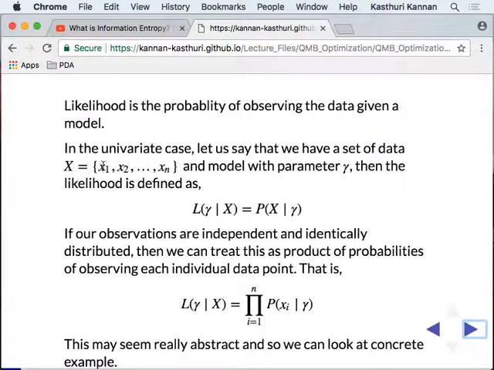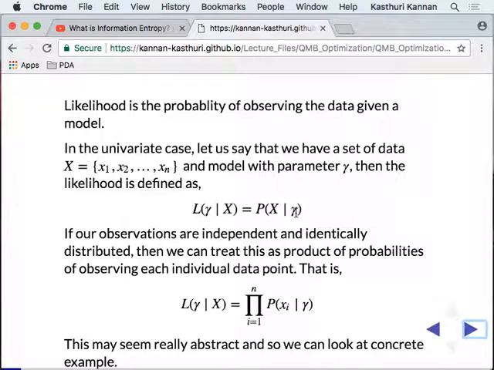This is a random variable in which you have these observations, and you can model it with a parameter. This is usually for the one parameter case. Let's call it gamma. The likelihood function is defined like this: the likelihood of gamma given this data is the probability of observing the data given the model.